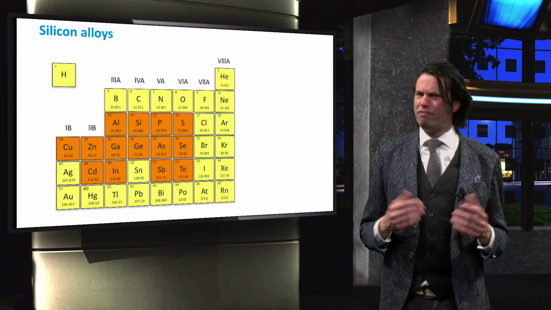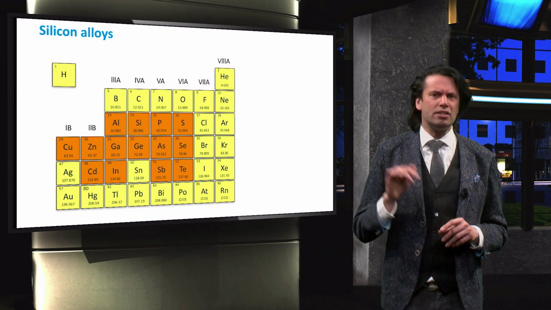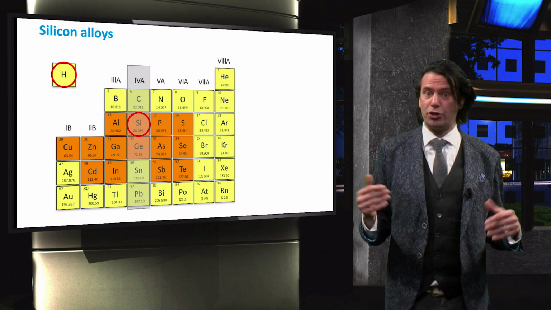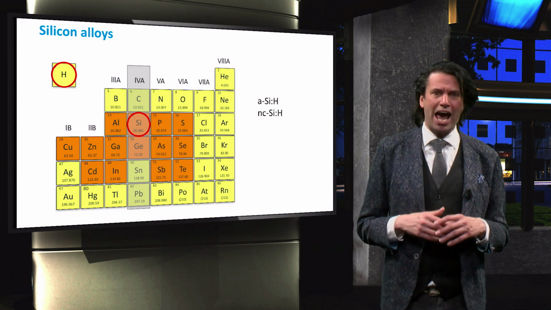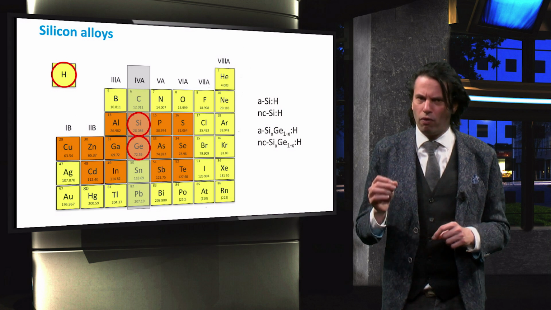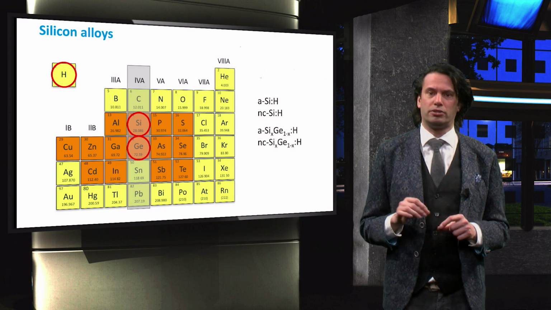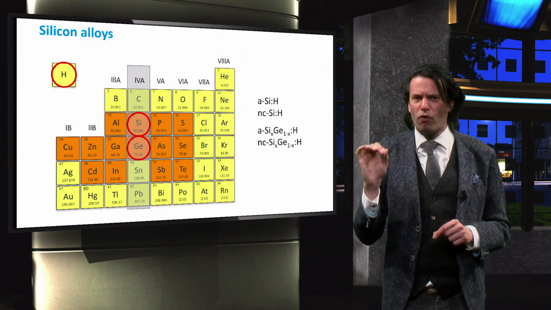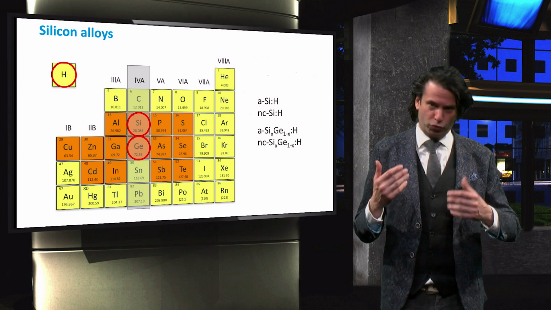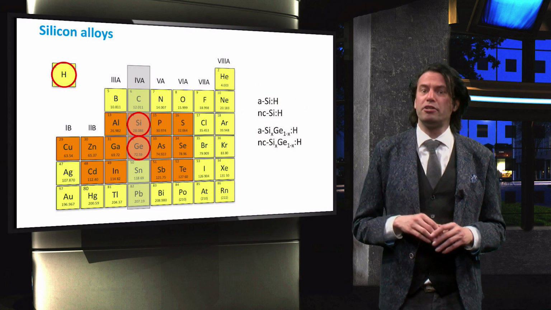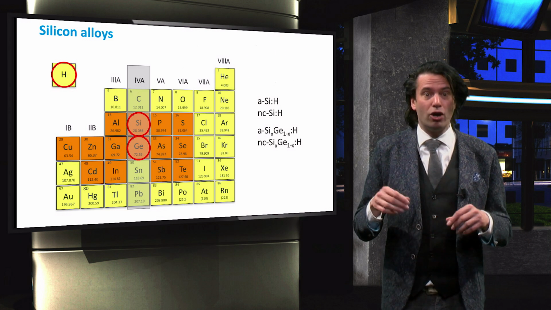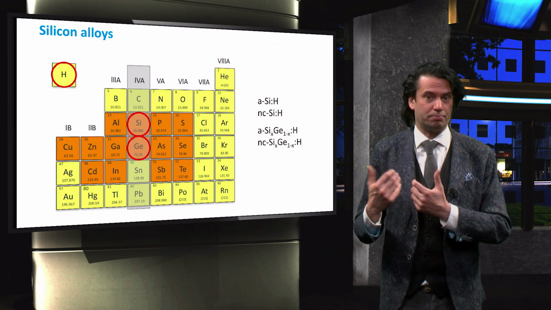Let's now look at the various silicon alloys used in thin film solar cells. We have already seen how silicon and hydrogen are used to fabricate hydrogenated amorphous and nanocrystalline silicon. In a similar fashion, other group 4 elements are used in thin film cells. As you may recall, group 4 elements like silicon have 4 valence electrons available to form bonds. Hydrogenated amorphous and nanocrystalline germanium can be produced, for instance, by alloying germanium with hydrogen.